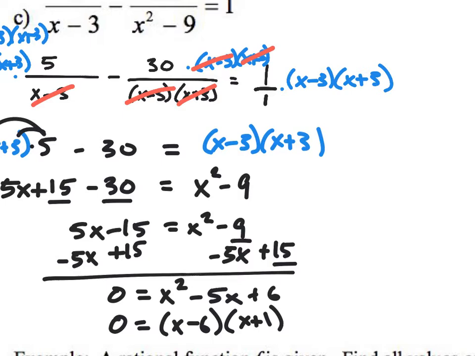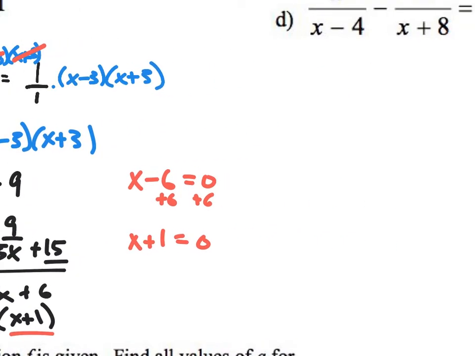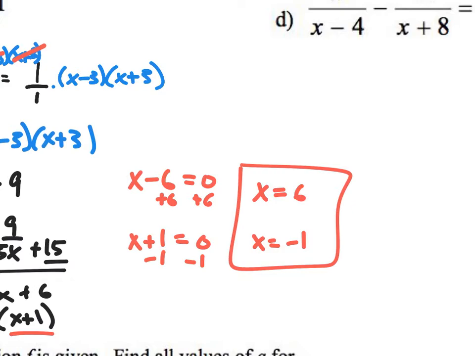Now, to solve this, I set each of these factors equal to 0. So I've got x minus 6 is equal to 0, and then I've got x plus 1 is equal to 0. If I add 6 to both sides, I get that x is equal to 6. And if I subtract 1 from both sides, I get x is equal to negative 1. So now I have to check these against my restrictions.